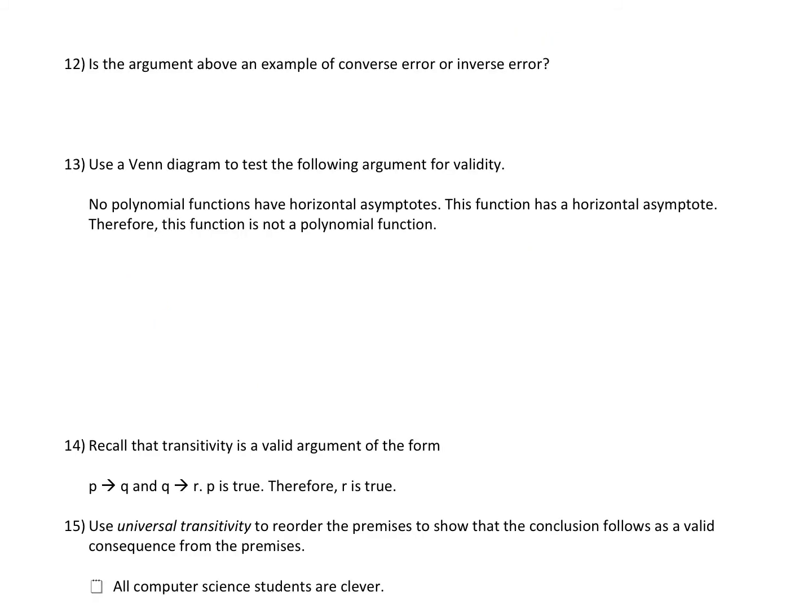All right, so the example we just did about humans and mortals and Felix, is it an example of converse error or inverse error? So I'm going to write it out formally. That should help us decide. So I'm going to say for all x, if x is human, then x is mortal. Okay, so that's just a translation of all humans are mortal.